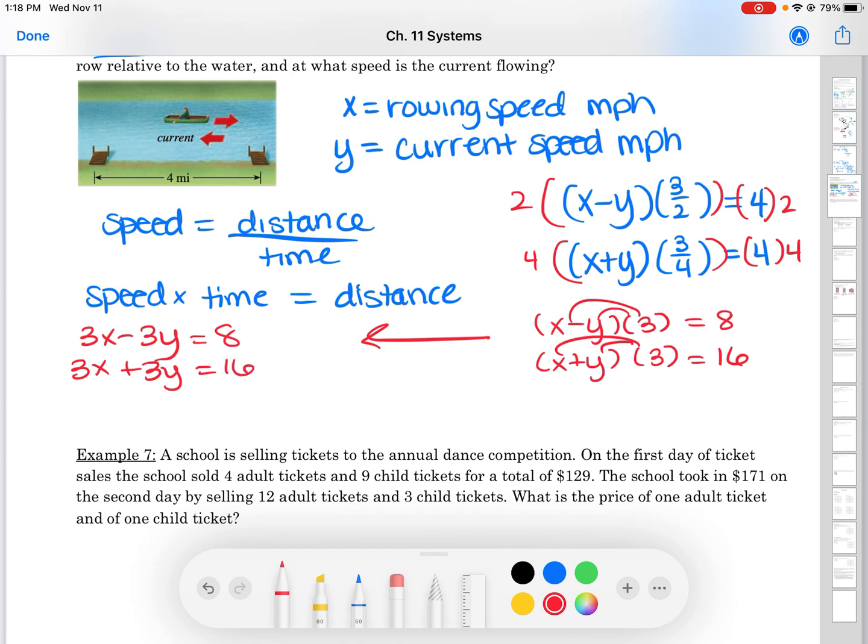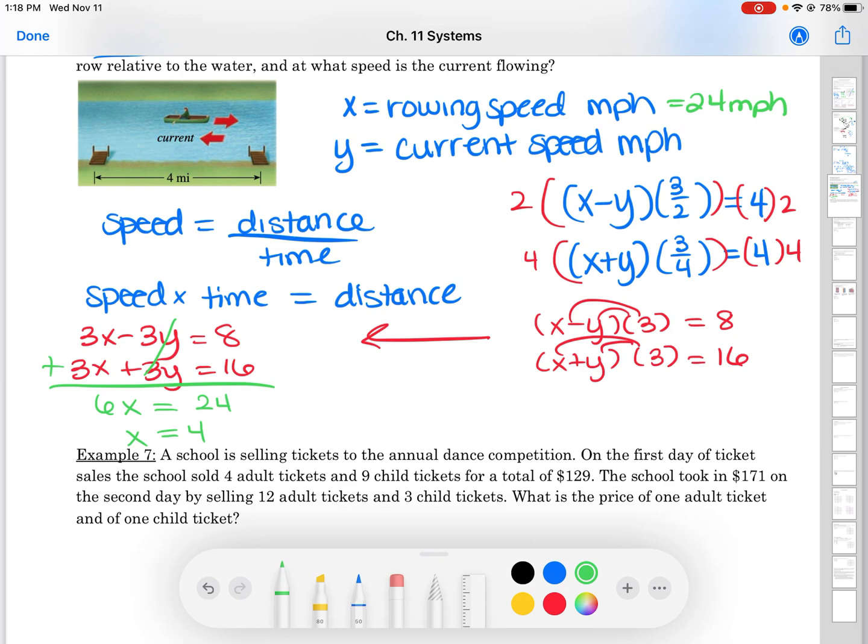All right, the y's are ready to cancel, so let's add down. That gives me 6x is equal to 24. So x is equal to 4. So my rowing speed is 4 miles per hour. That's part of the answer that I want. I also want the current speed. So I can go back into any of these equations and plug it in. It does not really matter here. It's up to you.